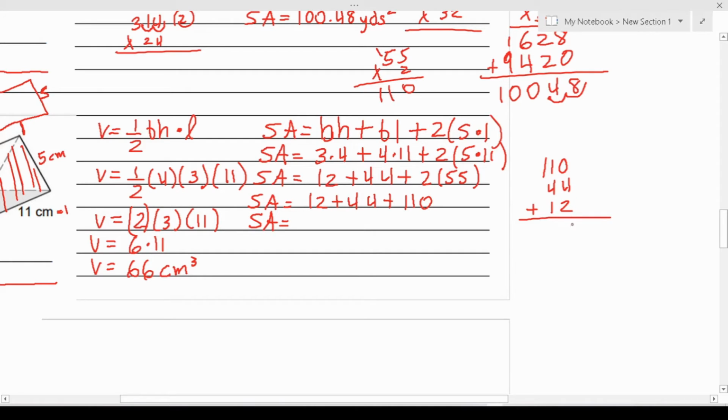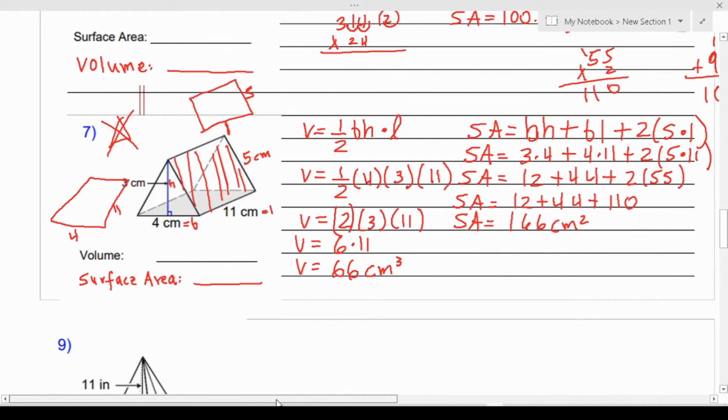0 plus 4 plus 2 is 6. 1 plus 4 is 5 plus 1 is 6. And then 1 plus nothing is 1. So this is 166 centimeters squared. Okay, so that was that one.